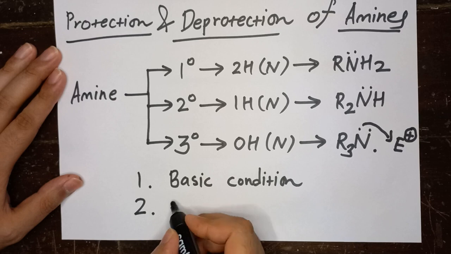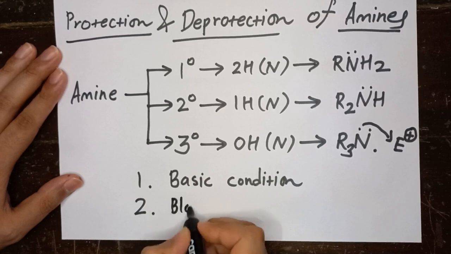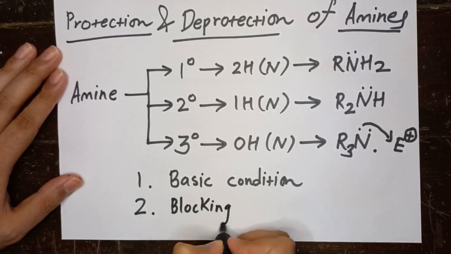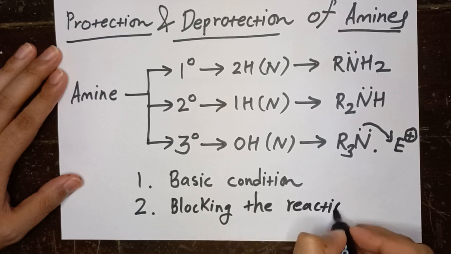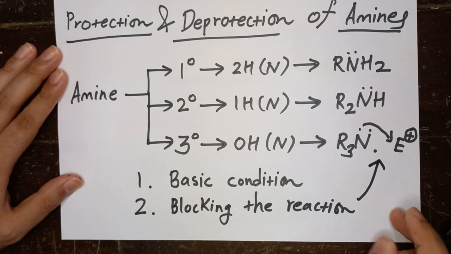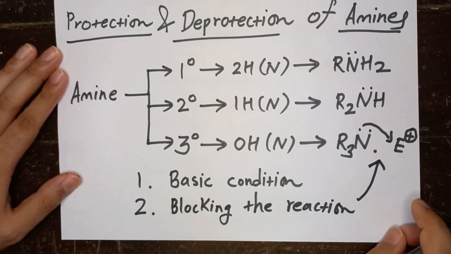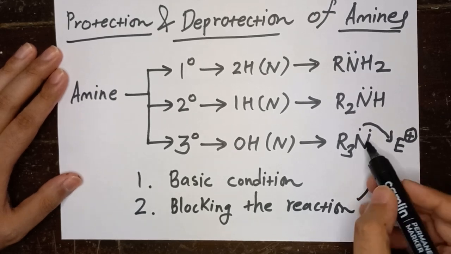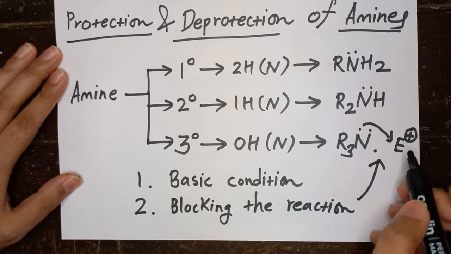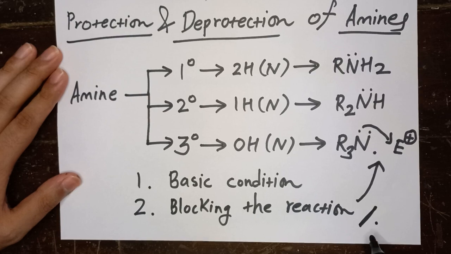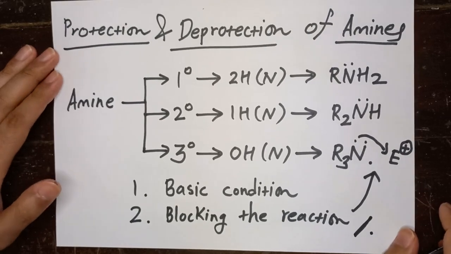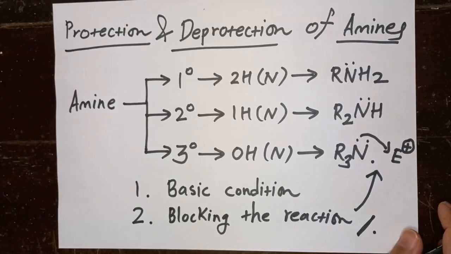So basically we are blocking the reaction. Which kind of reaction? This sort of electrophile nucleophile reaction. So here nitrogen is a nucleophile and this is the electrophile. So to avoid this kind of reaction, we also need to protect amines. So now let's look at how many types of amine protection there are.